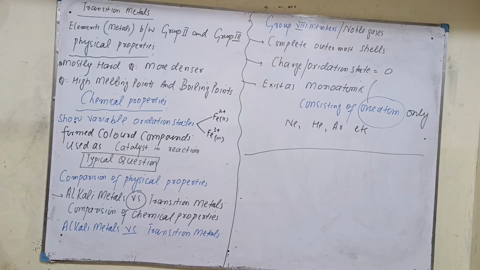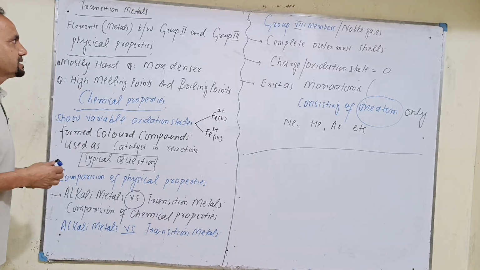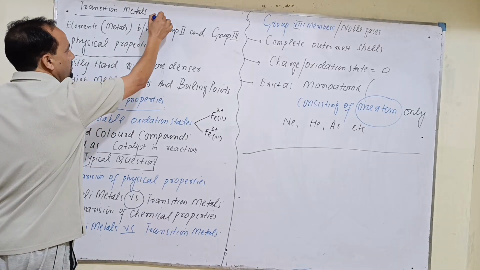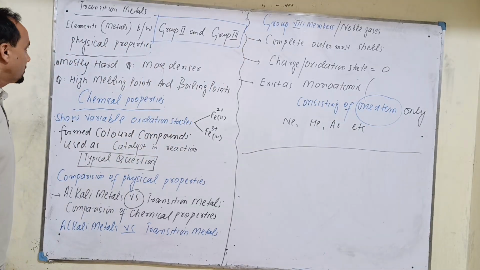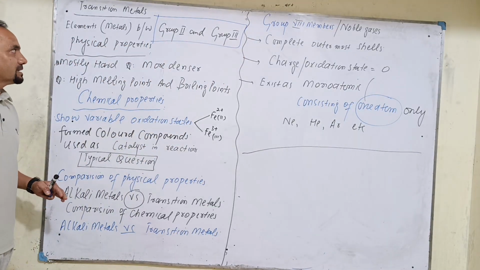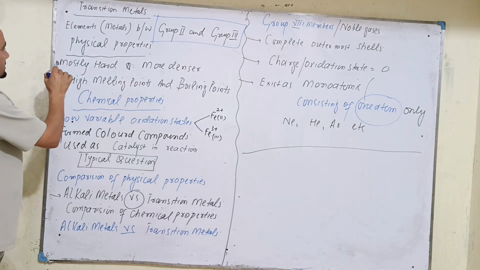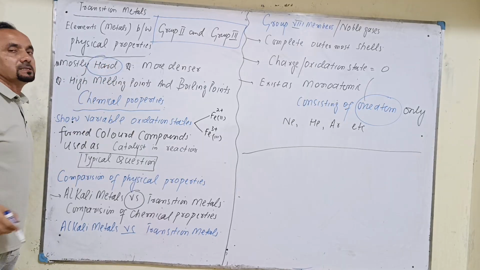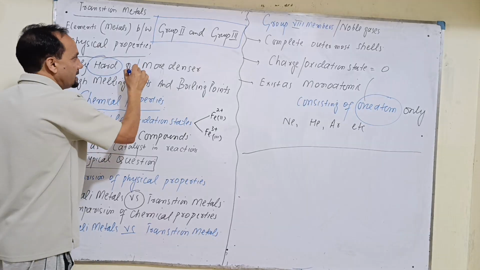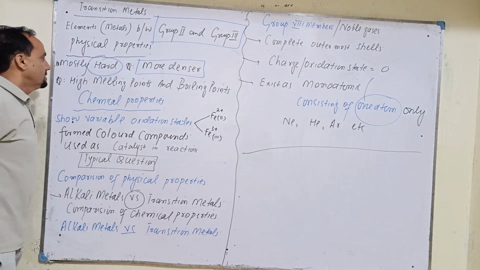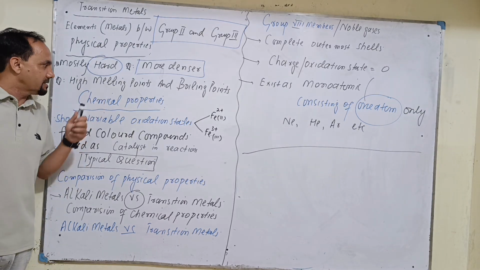Now we are discussing some properties of transition metals. What is the location of the transition metals? They are in between group 2 and group 3. You can see the periodic table. Their specific properties. First, physical properties. These metals are hard metals. You can see iron. Iron is a very hard metal. They are more dense, with a high melting point, which means the metallic bond is stronger in the case of transition metals.